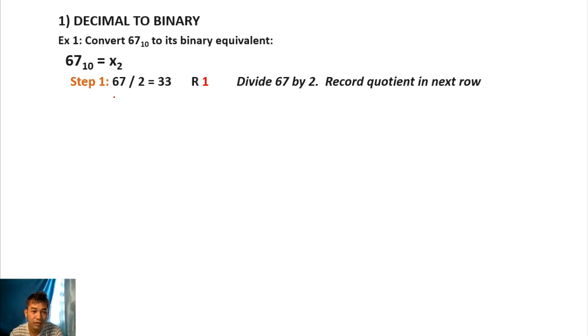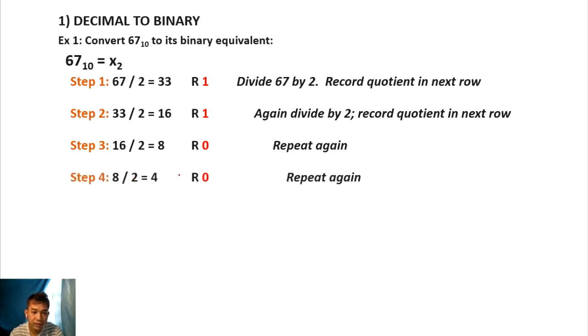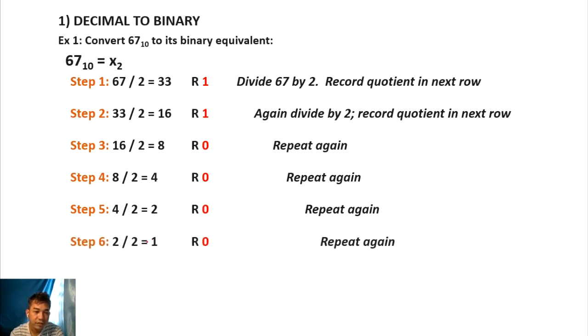So i-divide na naman natin yung 33 by 2. Ayun, so we have 16. Of course, meron pa rin siyang remainder na 1. So do the same process. So we have 16 over 2, of course, that is 8, remainder 0. Then repeat again, 8 divided by 2, that is 4, remainder 0. Then 4 divided by 2, that is 2, remainder 0. Then of course we have 2 divided by 2, that is 1, remainder 0.